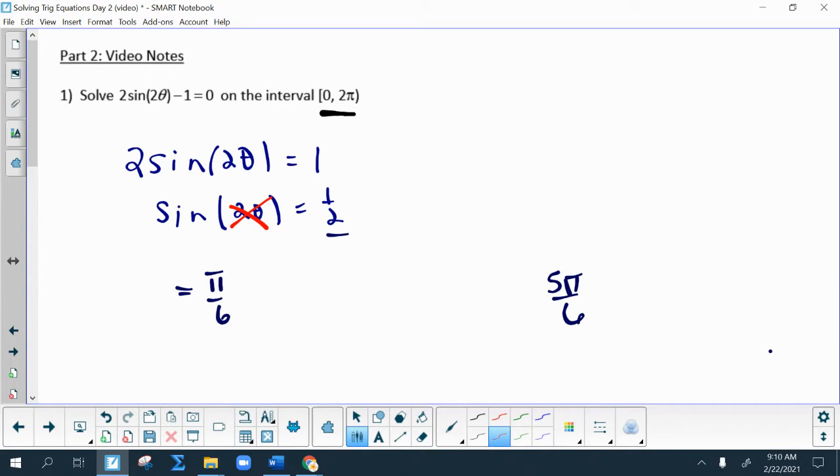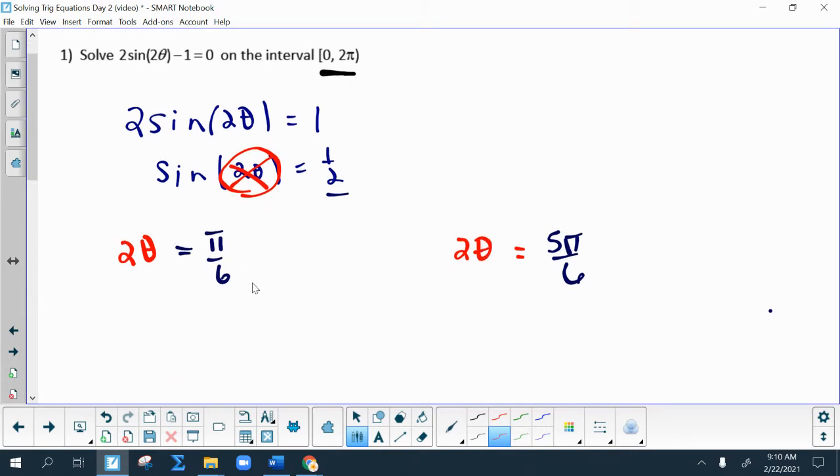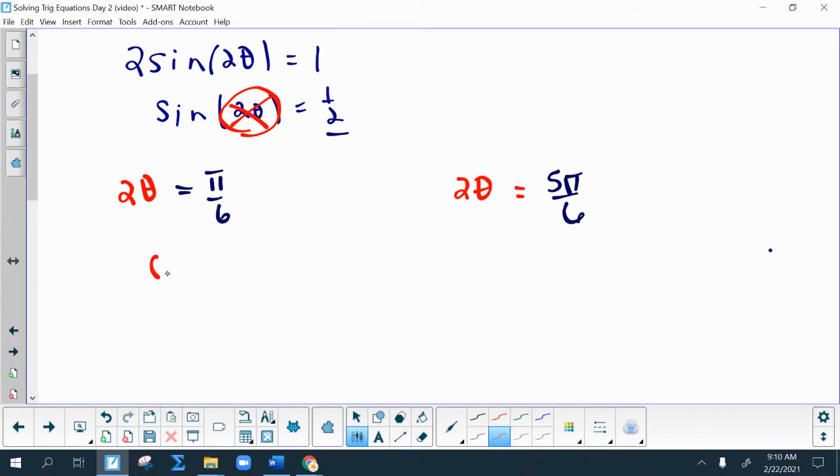Now I go back and use that thing that I crossed off in the middle, because that's the angle that we're talking about. Sine is equal to a half at pi over 6 and 5 pi over 6, and the angle inside that we're thinking might do that is 2 times theta, not just theta. So we're going to set each of these two things equal to 2 theta, and then solve for theta. So this becomes pi over 12, and this becomes 5 pi over 12.